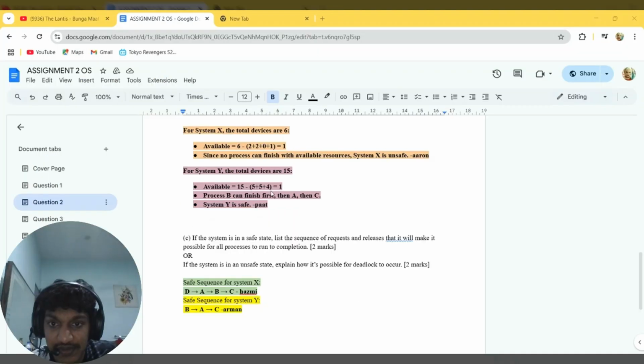So for system Y, the total devices are 15. So the available is 15 minus 5 plus 5 plus 4. The total is 1. So process B can finish first, then A, then C. So the conclusion is system Y is safe.